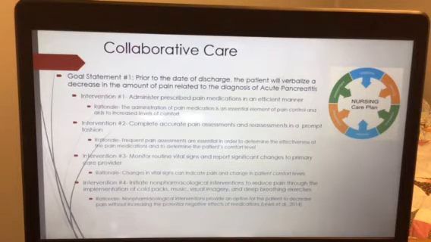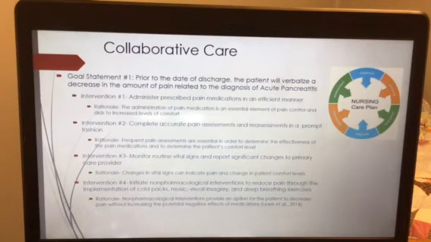Intervention 2, complete accurate pain assessments and reassessments in a prompt fashion. We want to be following up with these patients so that we know if their pain medication is effective, if their pain is being controlled. Intervention 3, monitoring routine vital signs and reporting significant changes to the primary care provider. As we know in nursing, vital signs can indicate pain: elevated blood pressure, respiratory rate, heart rate.